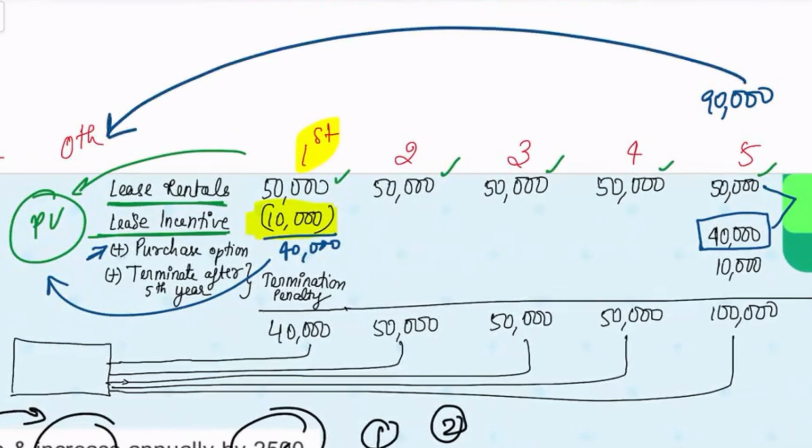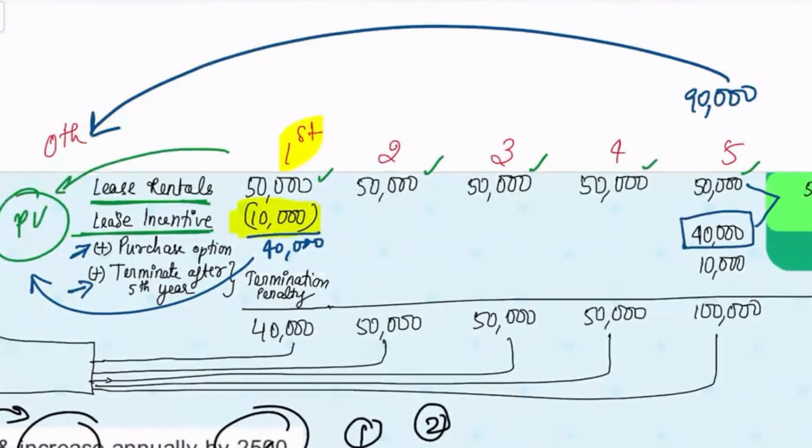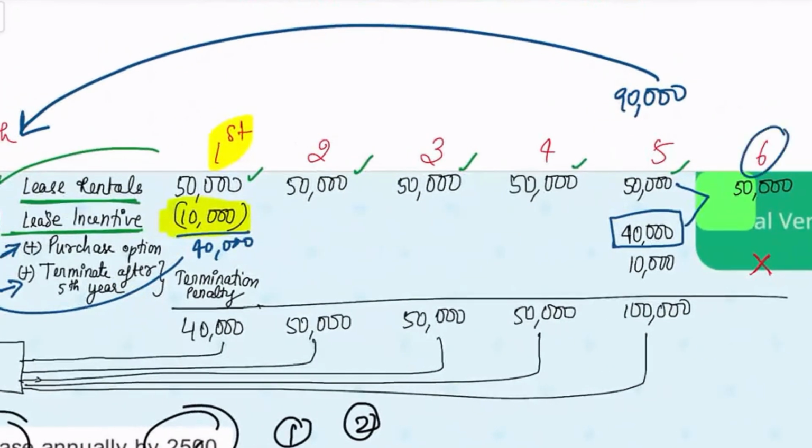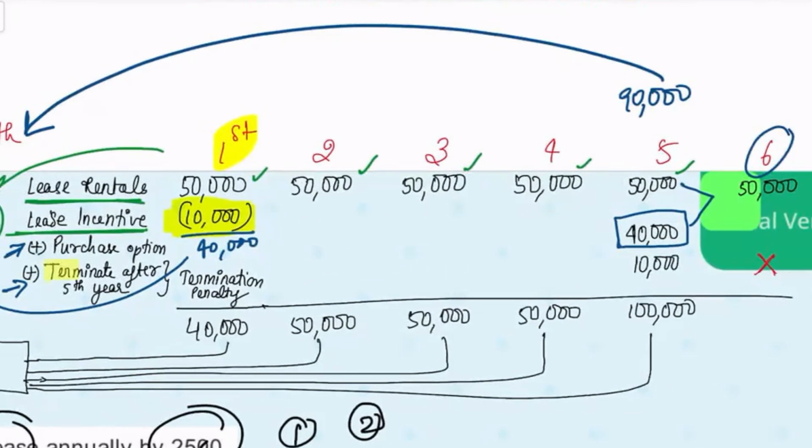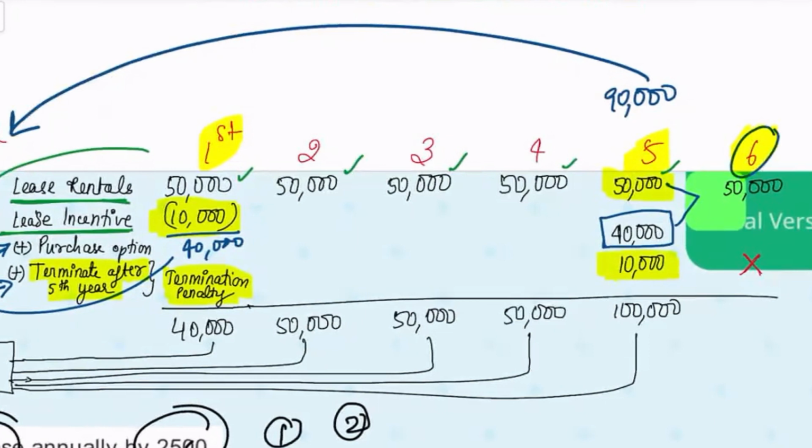Then there is another clause. Suppose this lease was for 6 years, and until 6 years you were told that you will pay a lease rental of 50,000. But you are going to terminate after the fifth year, and there is a termination penalty because you are not using it for 6 years and are terminating it at fifth year end itself. For that, you have to pay a value of 10,000. So 50,000 lease rental you have to pay, along with that a termination penalty of 10,000. So 50,000 plus 10,000, 60,000 you are going to pay, and the 60,000 you have to pull to your present value.